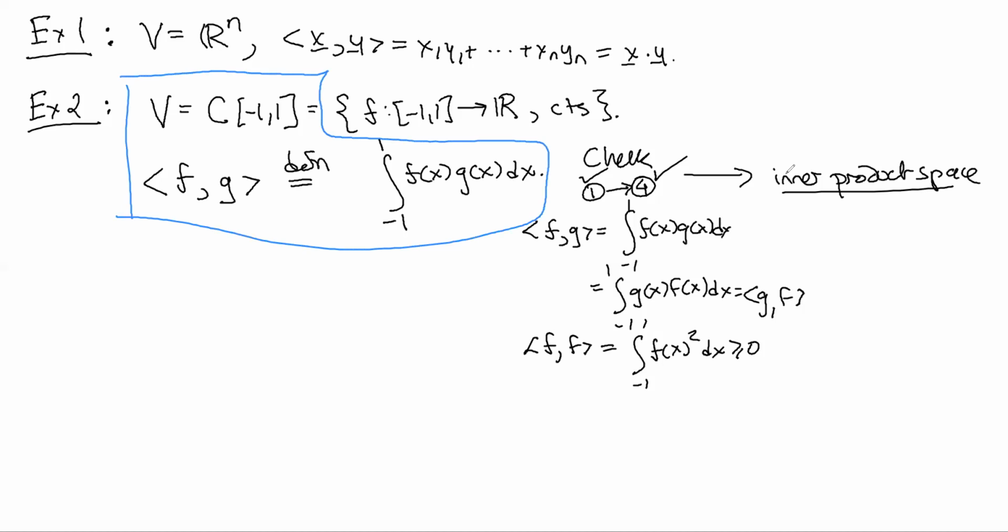And now, let me clarify what it means to do things in this vector space. Inside this vector space, x is an element of this vector space, like the function f of x equals x, right? So this means the function that looks like this.